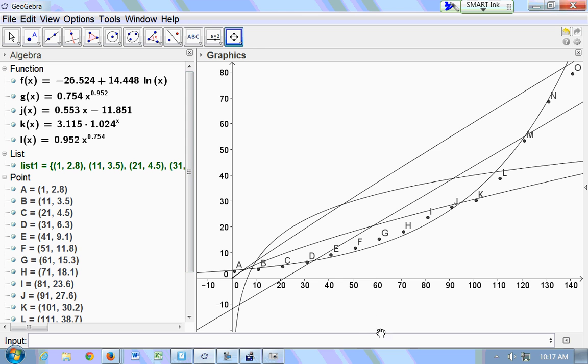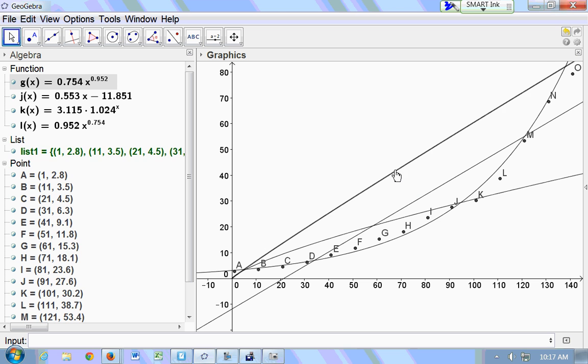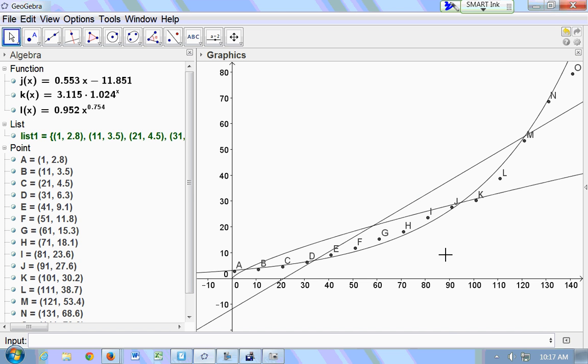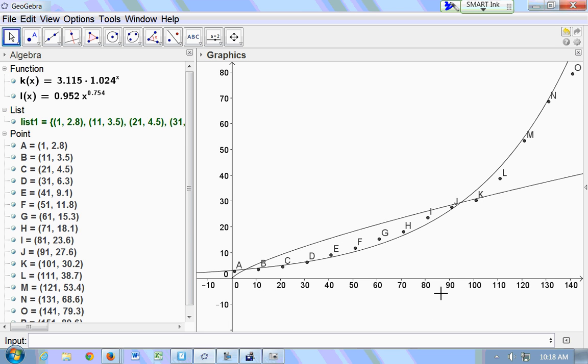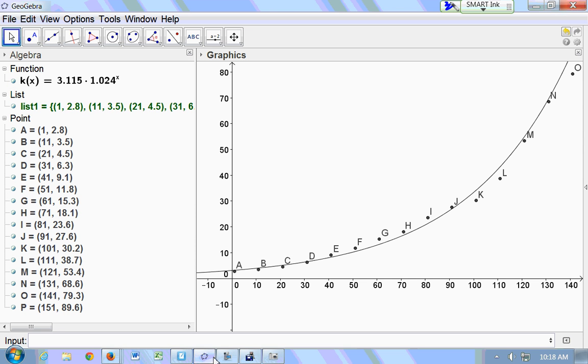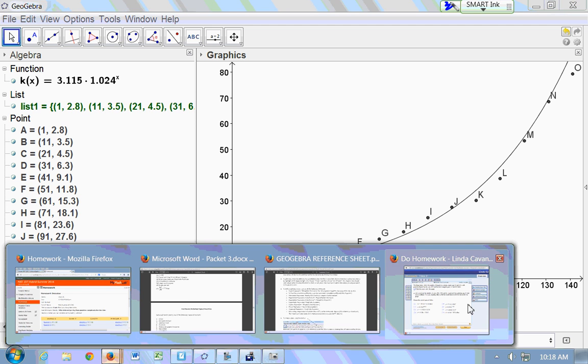They're all sort of in the right vicinity. This one looks pretty good, the one that's highlighted now. This line looks pretty good. This line looks pretty good. That is pretty off, and that's pretty off. So let's get rid of this one and this one. And then we can get our square values for the remaining. Actually, this line is not nearly as close as these two curves. Let's get rid of that line. All right, so we'll get our square values for these two. It's probably going to be this one because it bends up, while this one ends up going away from the data at the end. So it's got to be that one: 3.115 times 1.024 to the x.